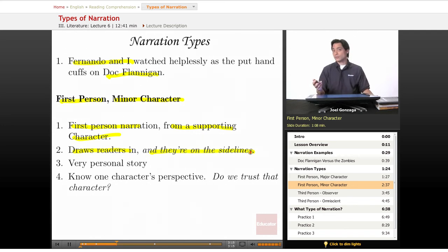A good way to think about this is imagine you're watching Star Wars Episode 4, and the only things you ever see happen are from the perspective of C-3PO. Again, very personal story. Just like with first-person major character, we have to ask ourselves, do we trust this character? Are they giving us a best interpretation of these events? Are they hiding things from us, or are they lying?